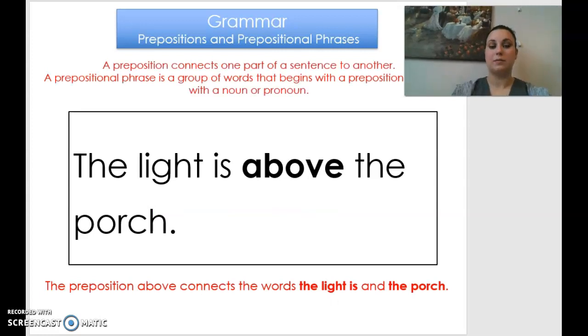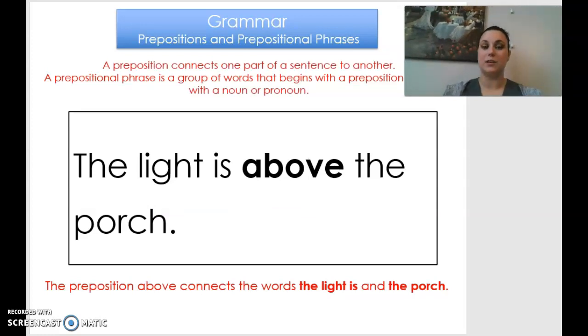All right, the last thing we're going to talk about today is a preposition. A preposition connects one part of a sentence to another part of the sentence. So if I said, the dog is bed, that doesn't really make sense because we need a preposition to go in the middle. The dog is on the bed. The word on is the preposition.